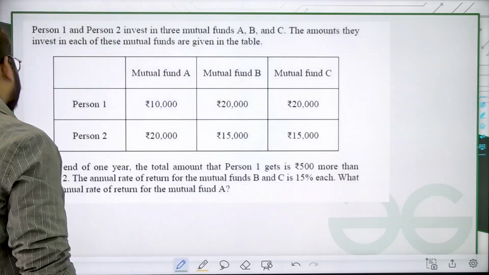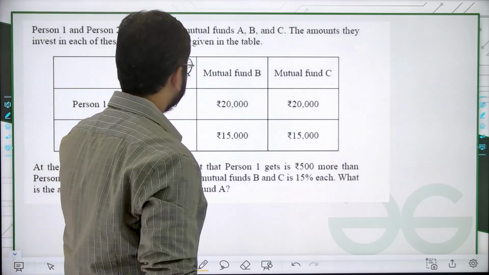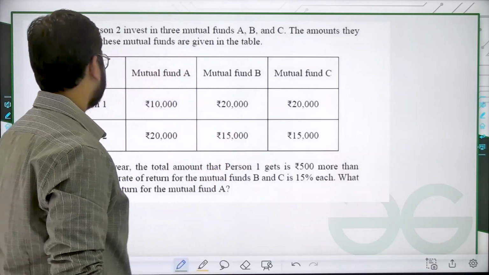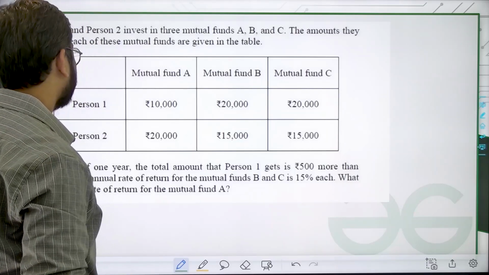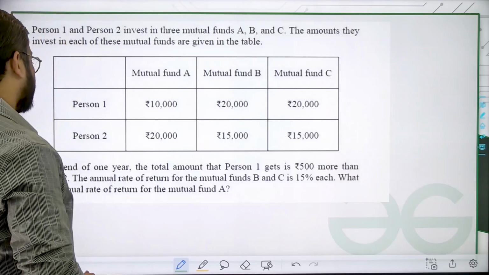The amounts invested in the funds by person 1 and person 2, in mutual funds A, B, C, are 10, 20, 20, 20, 15, 15. At the end of 1 year, the total amount person 1 gets is 500 rupees more than person 2. The annual rate of return for mutual funds B and C is 15% each.